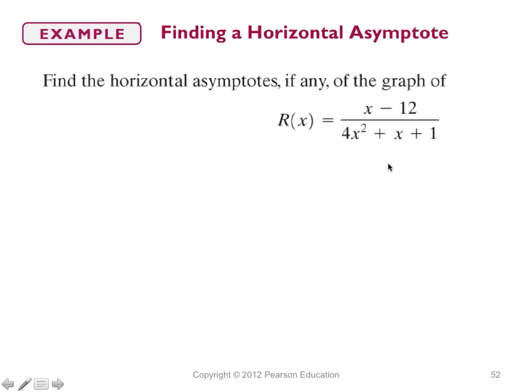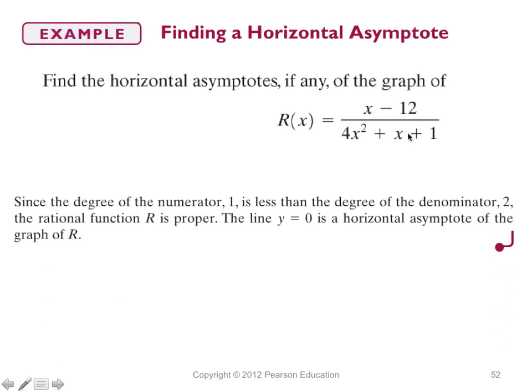So let's look at this example here. We have r of x equals x minus 12 over 4x squared plus x plus 1. You'll notice the degree of the numerator is 1 and the degree of the denominator is 2. So that means that our function is proper because we have a smaller degree in our numerator than we do in our denominator. So that means y equals 0 is going to be our horizontal asymptote.